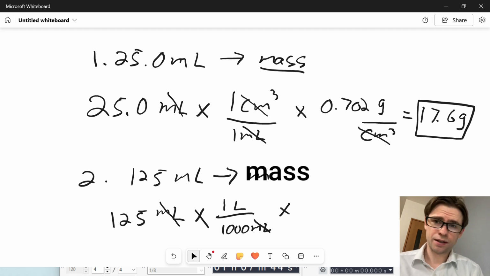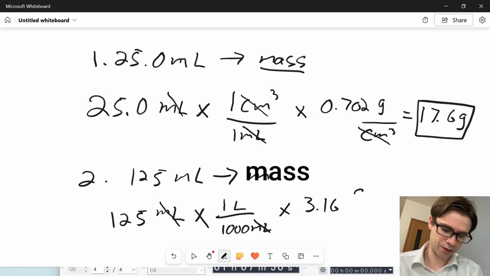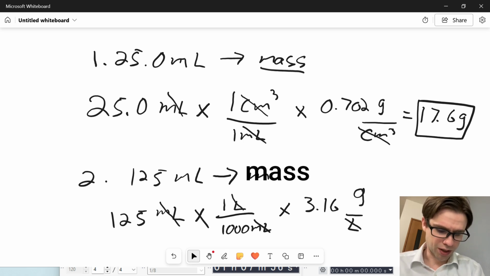Then I can multiply by my density given in the question, 3.16 gram per liter. My liters will cancel out. So really what I'm doing is dividing this 125 by 1,000, then multiplying by 3.16, and I will get units of grams, 0.395. 3 sig figs, just like my original measurement.